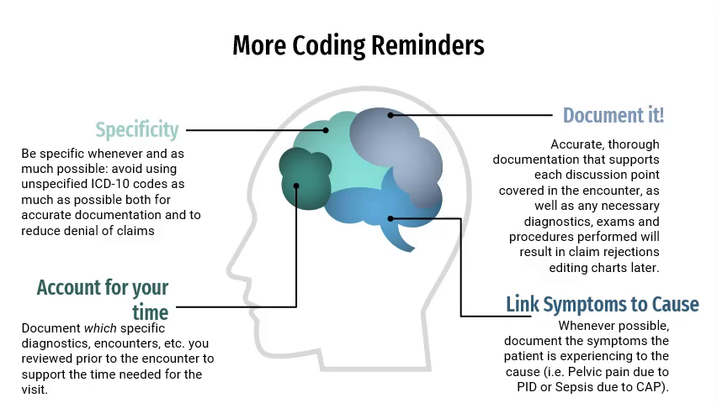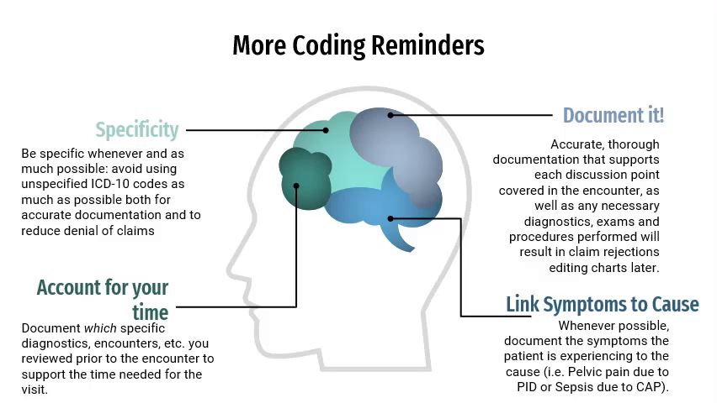The first being specificity. Whenever possible, avoid ICD-10 codes unspecified. There are going to be times when you have to choose abdominal pain unspecified, and that's okay. But oftentimes we can narrow down our ICD-10 codes to be more specific for a diagnosis. So when you can, do so.